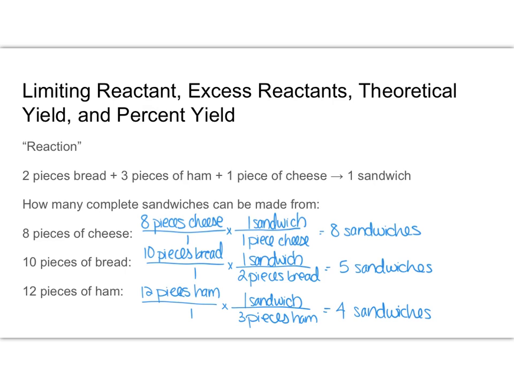Looking at what I started with, I know if I start with 8 pieces of cheese and I need 1 piece of cheese to make one sandwich, I can make 8 sandwiches total. If I have 10 pieces of bread, and I know it takes 2 pieces of bread to make one sandwich, I can make 5 sandwiches total. If I have 12 pieces of ham, and I know I need 3 pieces of ham to make one sandwich, I can make 4 sandwiches total.